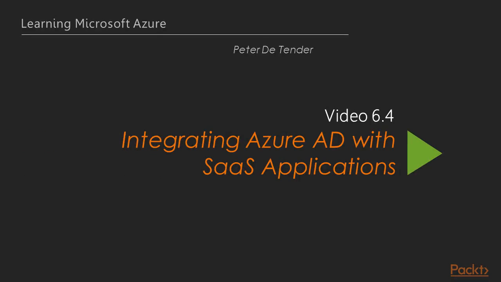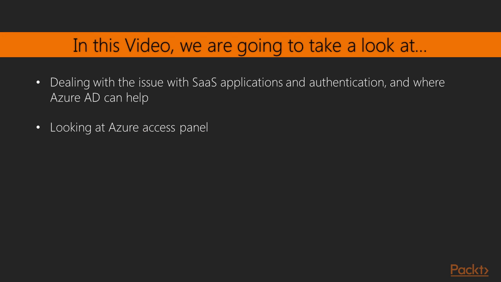In this video, I'm going to talk to you about integrating Azure Active Directory with public SaaS applications. In short, this video will cover two main sections. The first one is the main issue about using public cloud applications and how to handle authentication, where Azure Active Directory can be a really interesting help. And then talking more about Azure Access Panel, which is the end-user interface for authenticating against those public cloud applications.